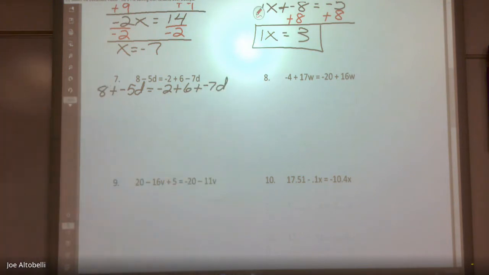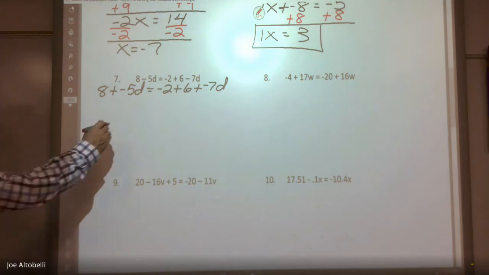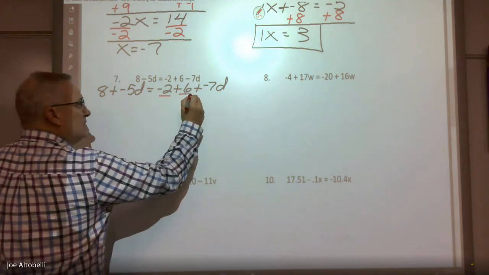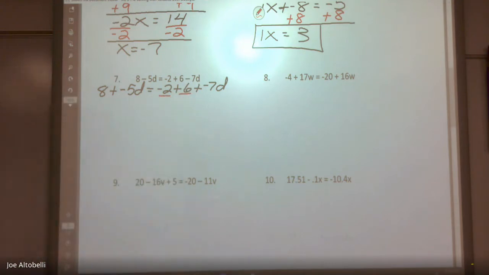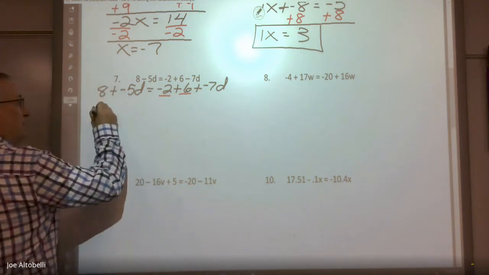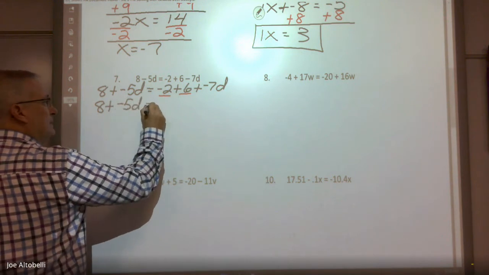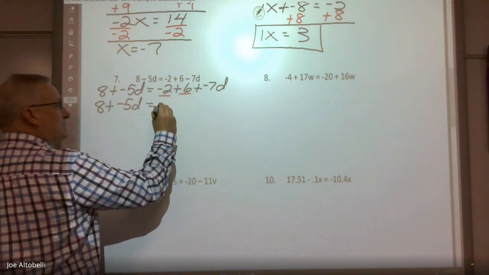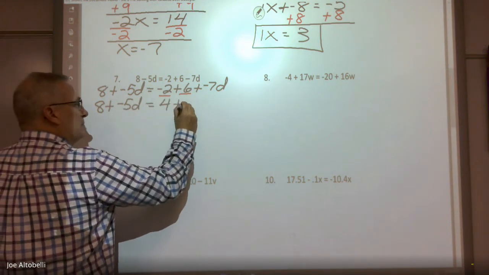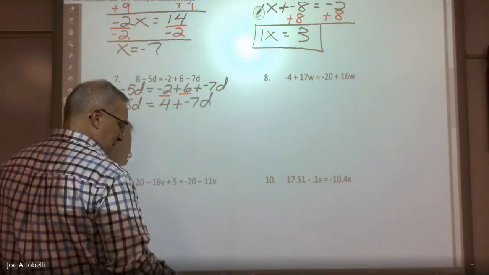My next step, I get to do it this time, is combine like terms. Notice I have my two constant terms on the right side. I can combine those into a single term. Okay, so this will be 8 plus negative 5d equals negative 2 plus 6 is 4 plus a negative 7d.